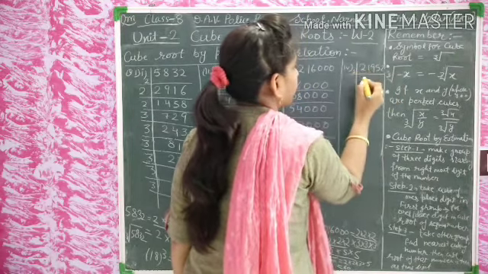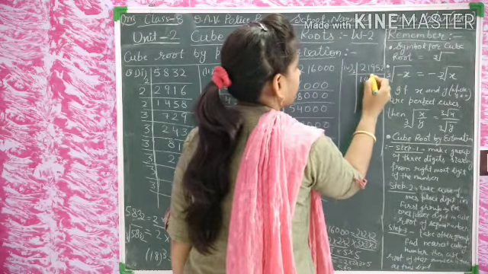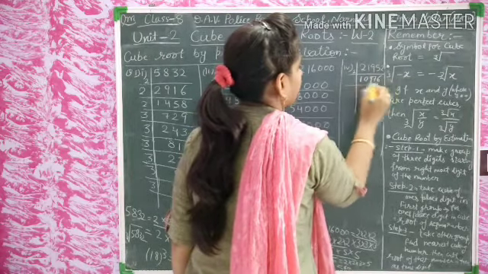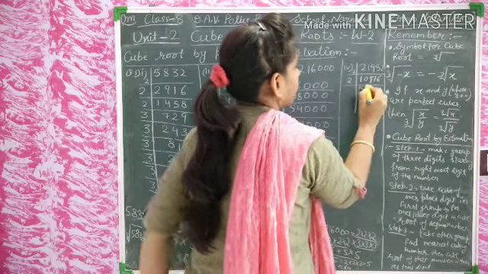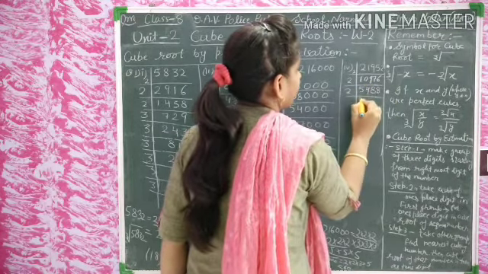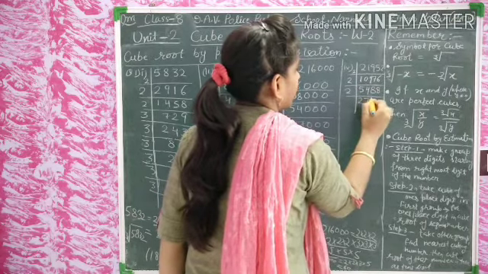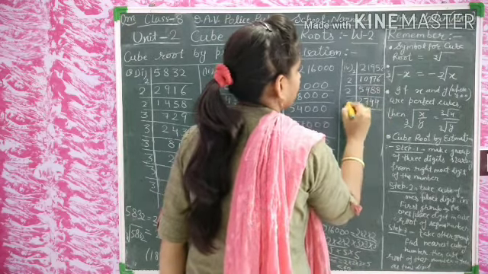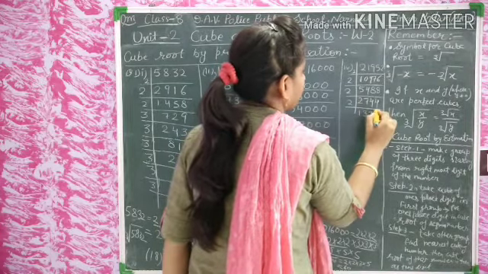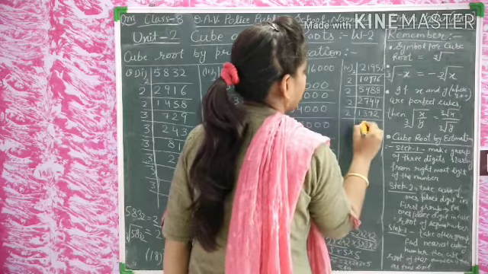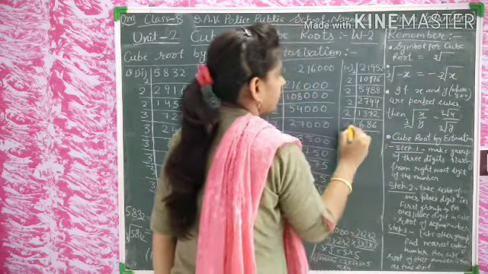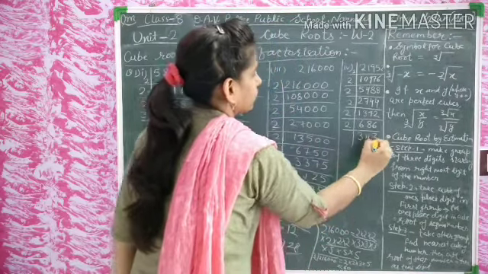divided by 2. 2 1s are 2, 2 9s are 18, 2 7s are 14, 2 6s are 12. And this is 2 5s are 10, 2 4s are 8, 2 8s are 16, 2 8s are 16. Now again 2 2s are 4, 2 7s are 14, 2 4s are 8, 2 4s are 8. And 2 1s are 2, 2 3s are 6, 2 7s are 14, 2 2s are 4. Now again 2 6s are 12, 2 8s are 16, and 2 6s are 12. Now again 2 3s are 6, 2 4s are 8, 2 3s are 6.